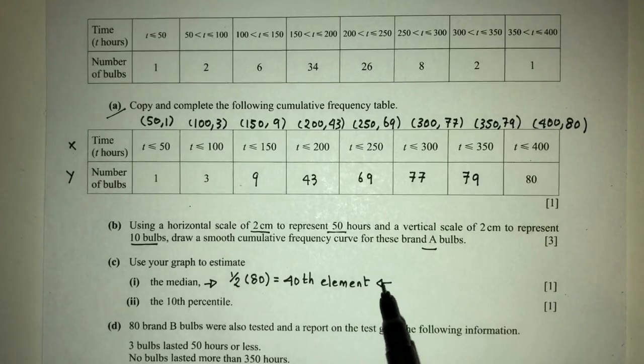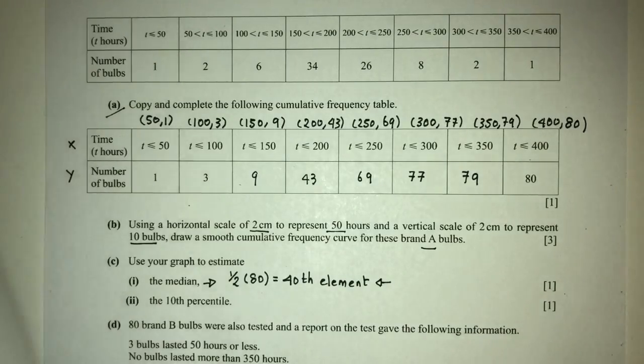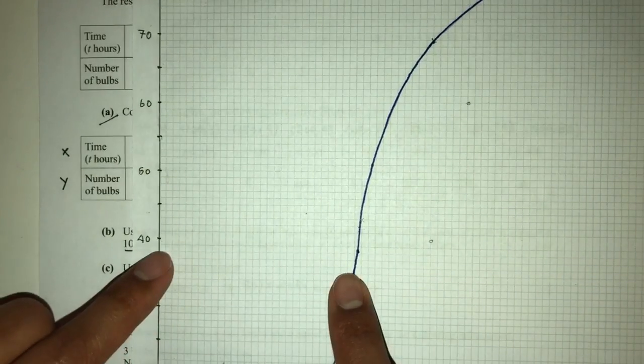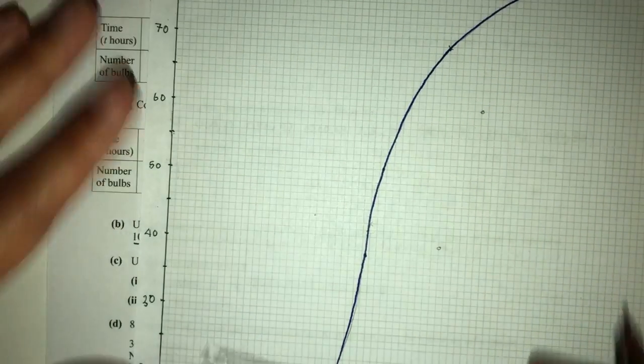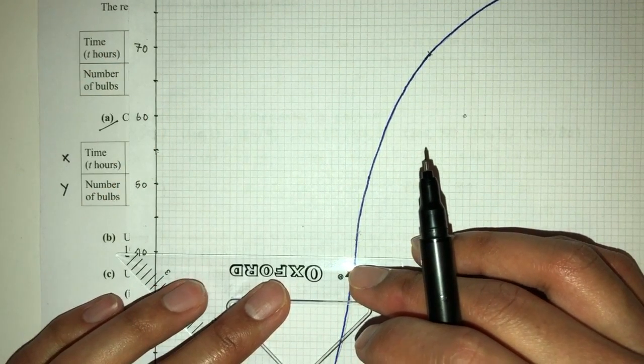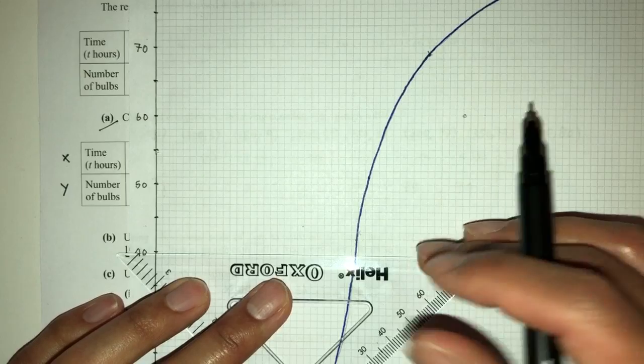So let's find out where that value is. Here you have to use the graph. Go to your y-axis to find the 40th value. As you can see, it's right here. You will have to draw a line and intersect your graph to find the corresponding time value for this bulb.